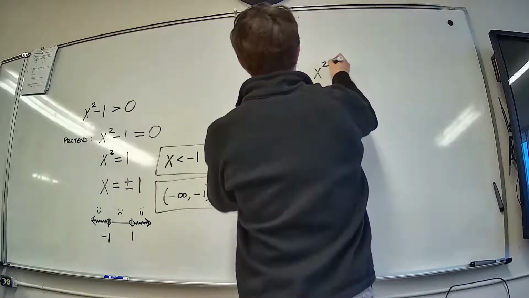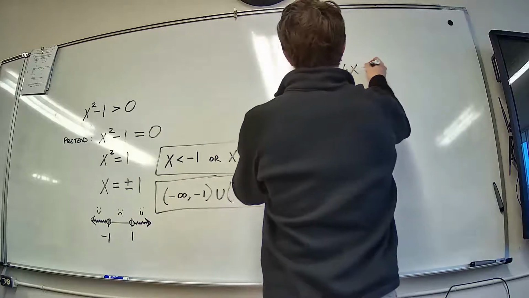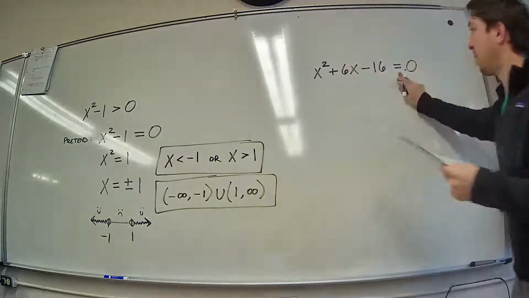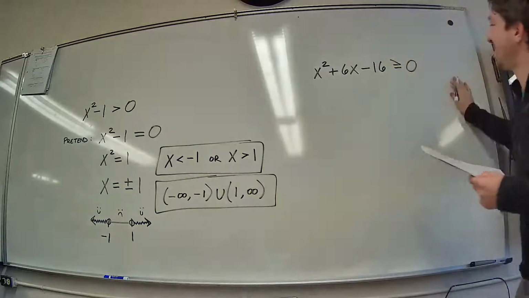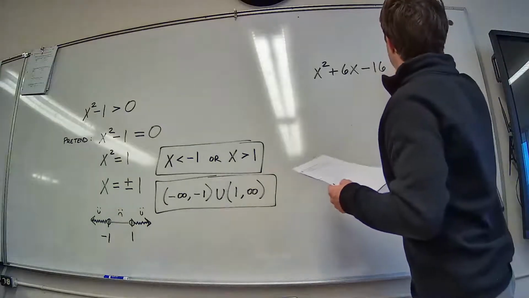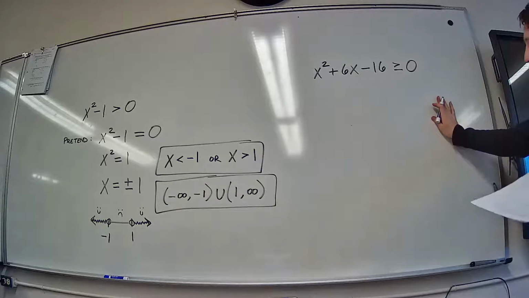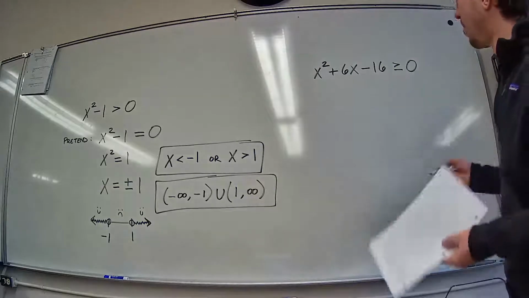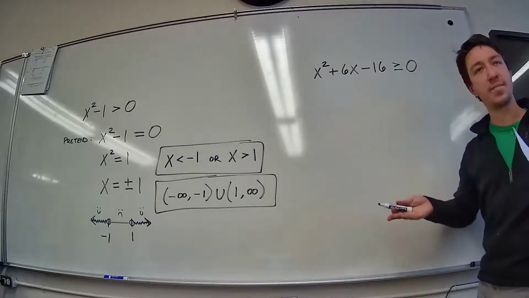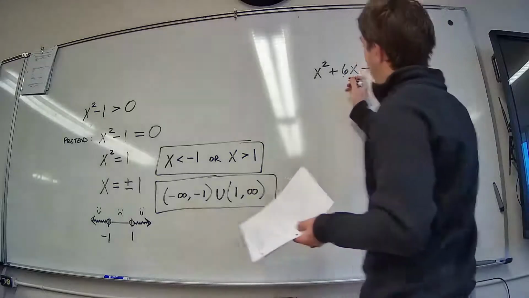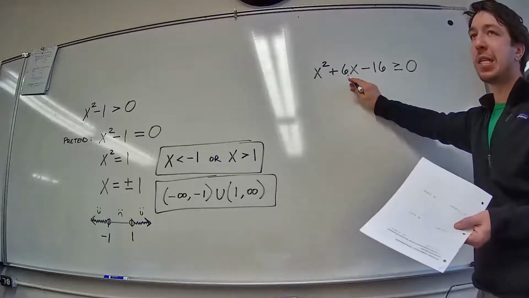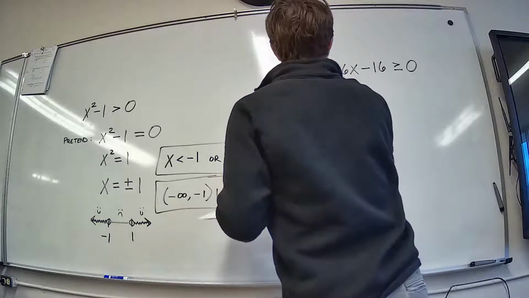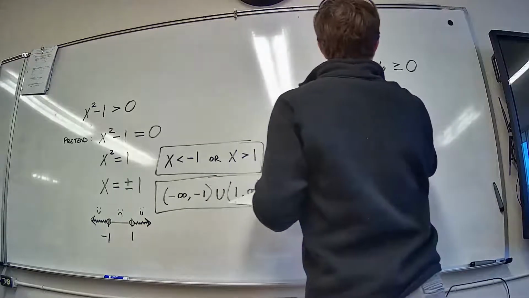All right. X squared plus 6x minus 16. Now I'm going to write equal 0. You don't have to rewrite it equaling 0 every time, for the sake of time. Does that make sense? Factor it. So what two numbers add up to 6, but multiply to negative 16? Yep, we got positive 8, and we got negative 2.